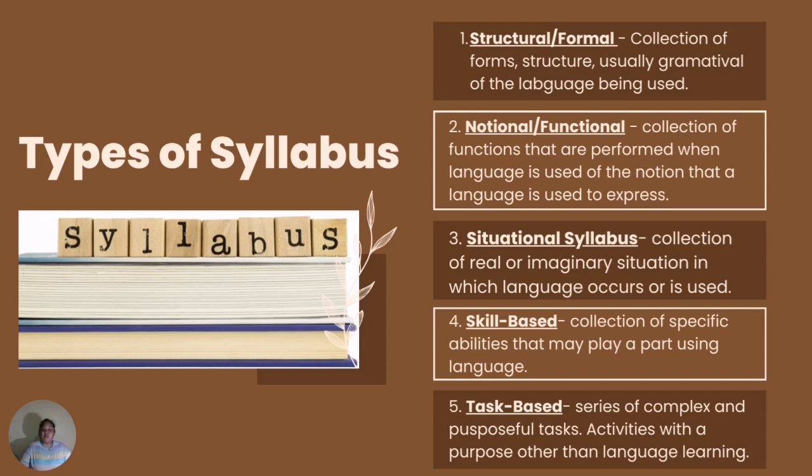The second one is the notional or the functional. It is the collection of functions that are performed when language is used, or of the notions that a language is used to express. The third one is the situational syllabus. It is the collection of real or imaginary situations in which language occurs or is used.